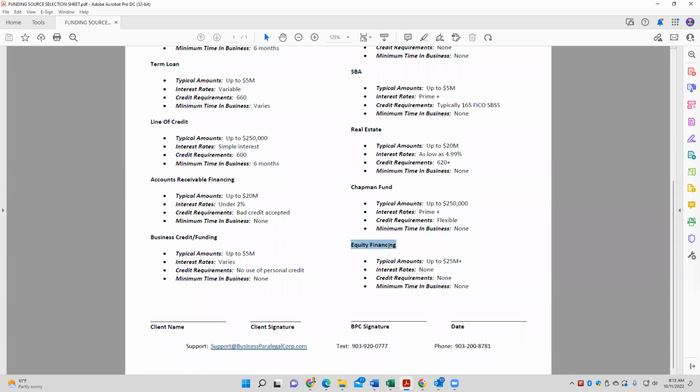And then lastly, and this is a very, very important one, because equity financing could be used in addition to debt-based financing, or it could be used in lieu of and instead of. And I think a lot of people overlook equity-based financing. So these amounts really can be across the board, but in general, once we get above about 25 million, it's a much more difficult capital raise. There are no repayment terms, so there are no interest rates. We don't have to pay this money back, which is great. Thus, there's no credit requirements and no minimum time in business.